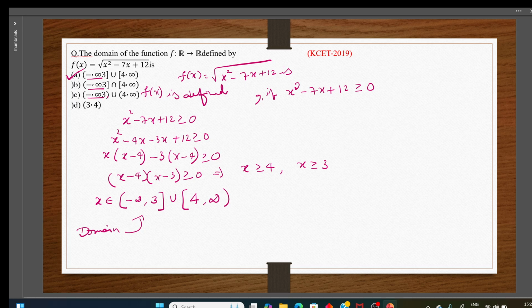This is actually minus infinity comma 3. Okay, so first option is correct. Minus infinity to 3 union 4 comma infinity. Closed interval 4 comma infinity is the answer.